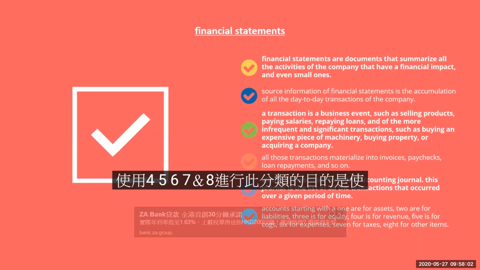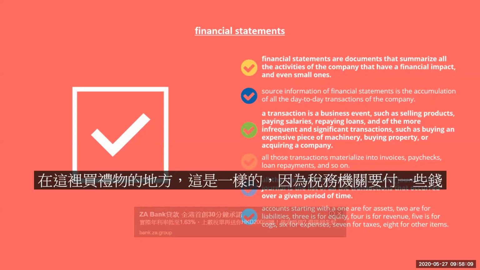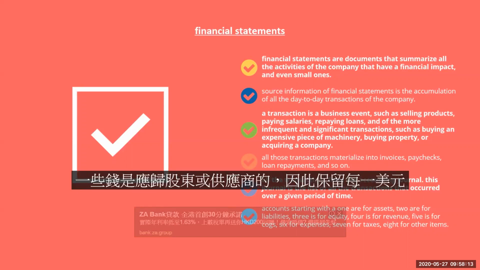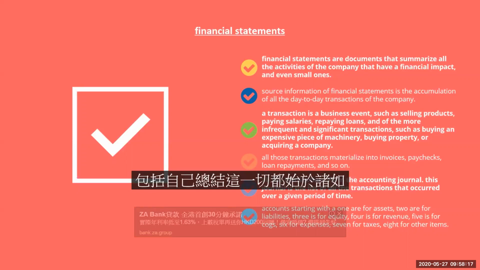This categorization serves the purpose of giving clarity to what each dollar represents. It is very close to you putting money on the side to buy a present. Well, here it's the same. Some money is due to the tax authorities, some money is due to the shareholders or to suppliers. So by keeping each dollar in a separate account, a business leader can quickly know what is due to whom, including to himself.